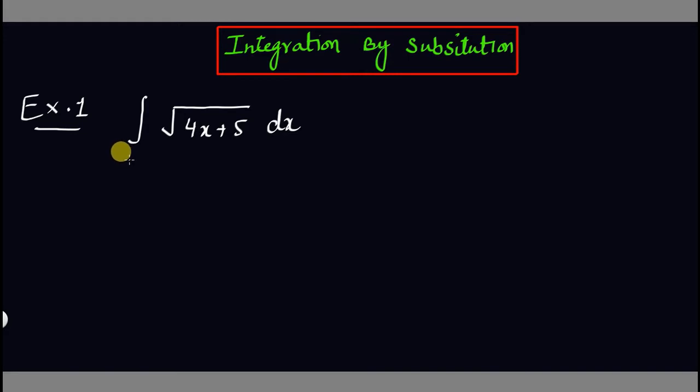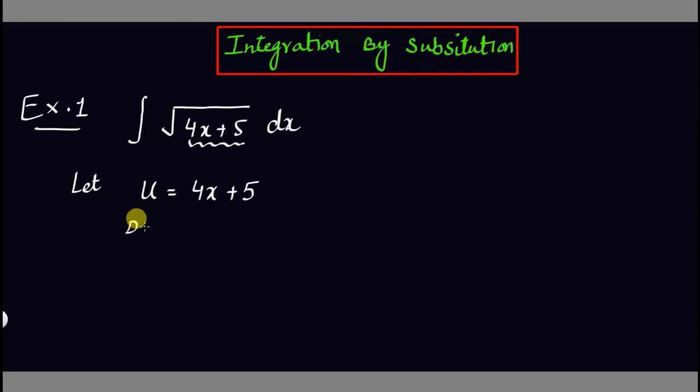if there is a condition on the question that you have to solve this question by substitution, then what will you do? You will suppose the internal function without square root. You will suppose this function as u. U is equal to 4x plus 5.